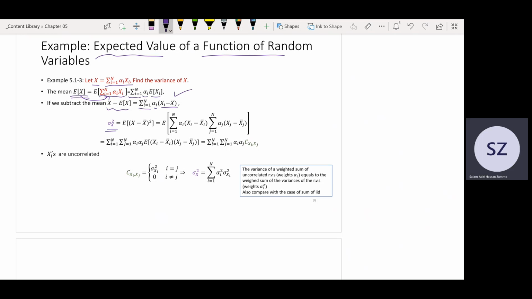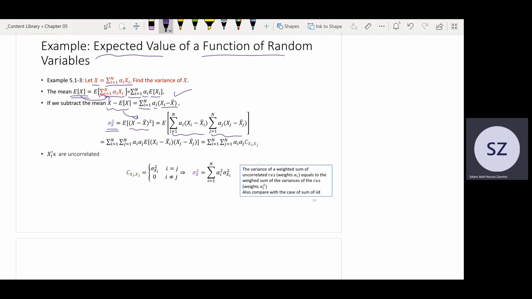Now, what is the variance of x? هذا هو السؤال. أنا عندي الآن المين حق الx، أبغى الفاريانس. I simply find the expected value of this: (x minus x bar) squared. Now أنا عندي الx minus x bar, right? هذا عبارة عن alpha xi minus x bar. But هذا عبارة عن multiplied by this, right? X minus x bar equals the summation of alpha i (xi minus x bar).